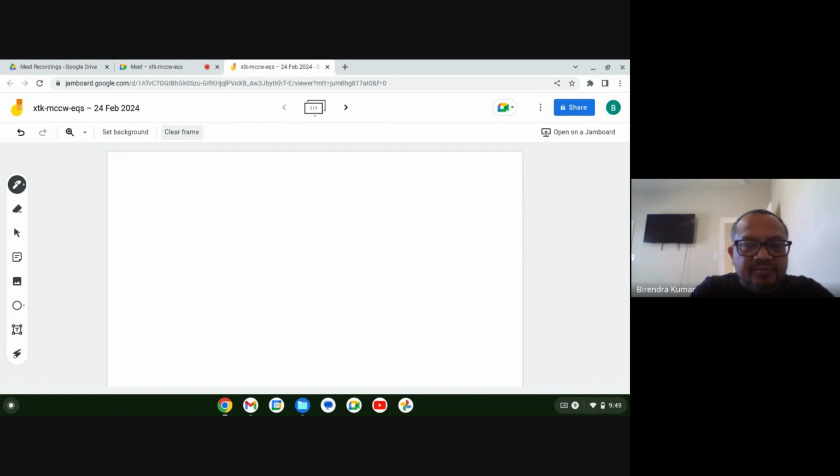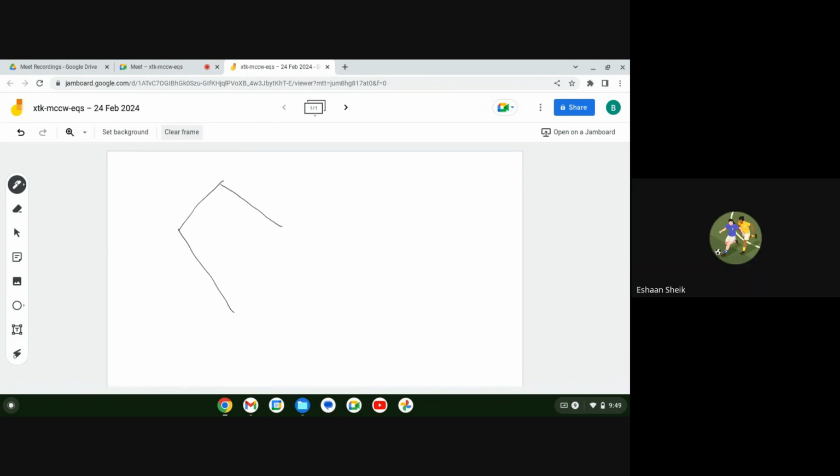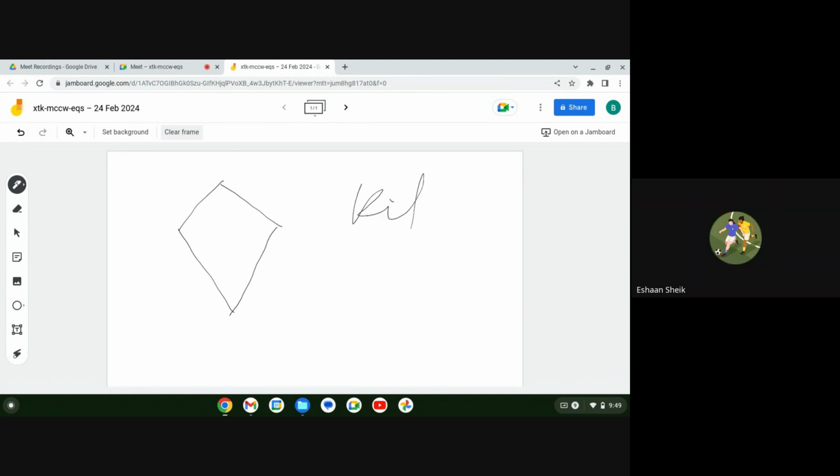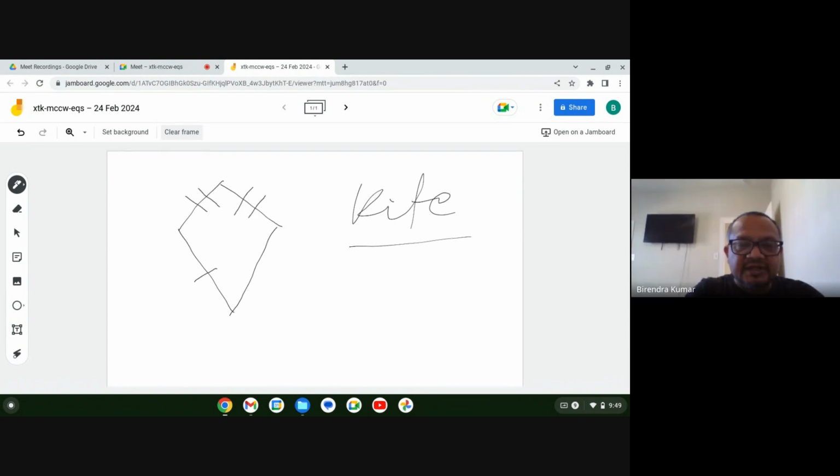Let's look at two more shapes quickly. Let's look at this one. I don't know if you have played with this. It's called a kite, where these two sides are the same and these two sides are the same. So these two pairs of sides are the same.